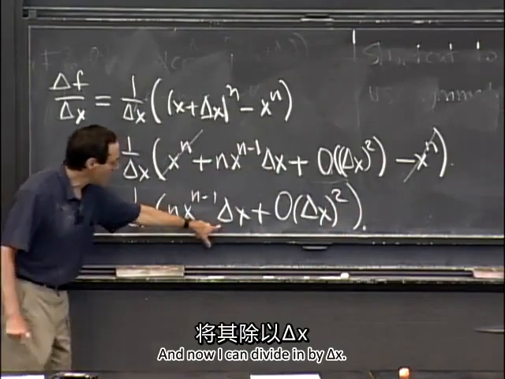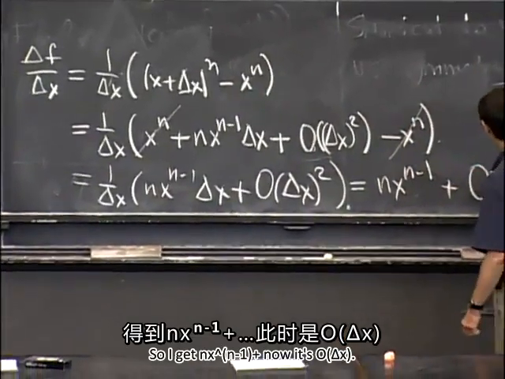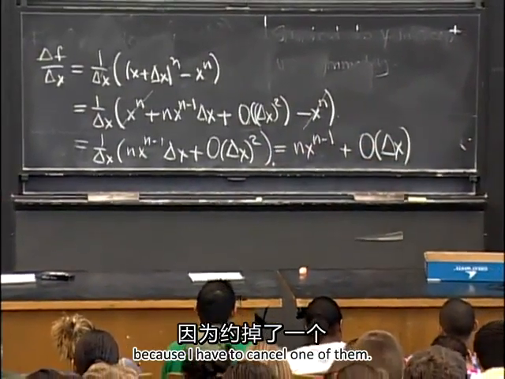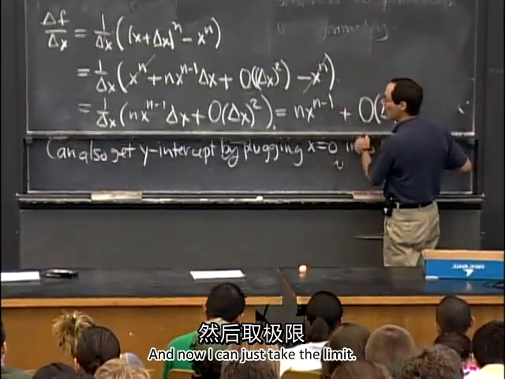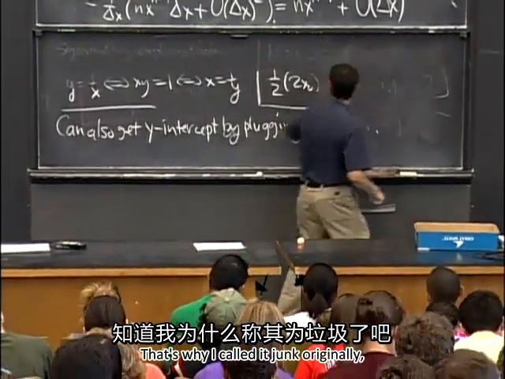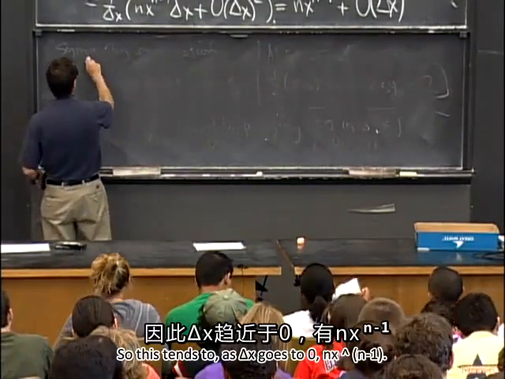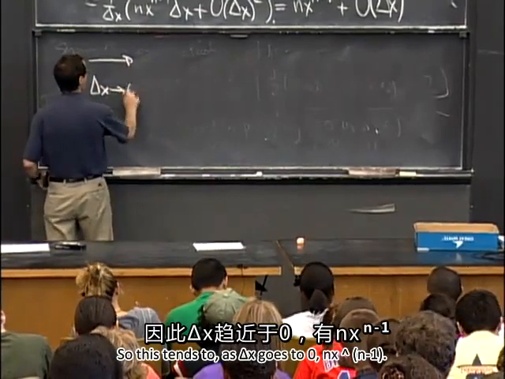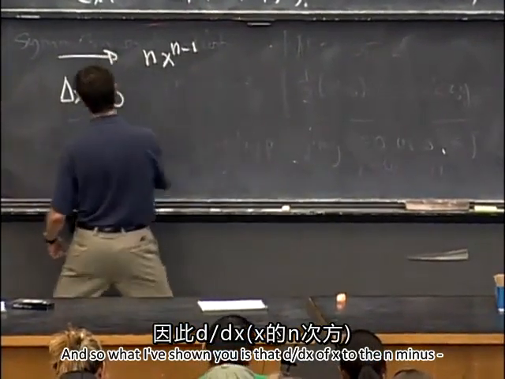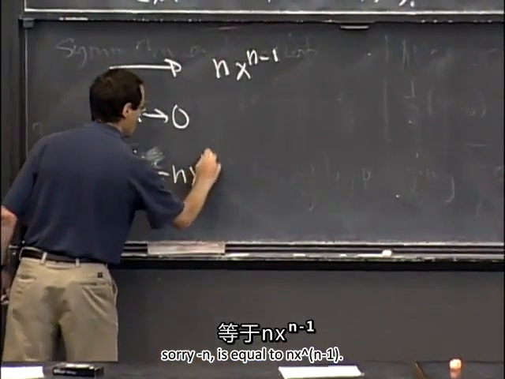And now I can divide in by delta x. So I get n x to the n minus 1 plus, now it's O of delta x. There's at least one factor of delta x, not two factors of delta x, because I have to cancel one of them. And now I can just take the limit. In the limit, this term is going to be 0. That's why I called it junk originally, because it disappears. And in math, junk is something that goes away. So this tends to, as delta x goes to 0, n x to the n minus 1. And so what I've shown you is that d by dx of x to the n is equal to n x to the n minus 1.